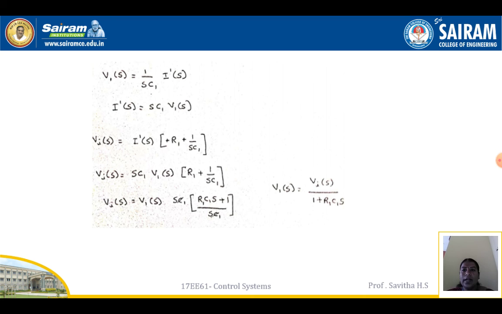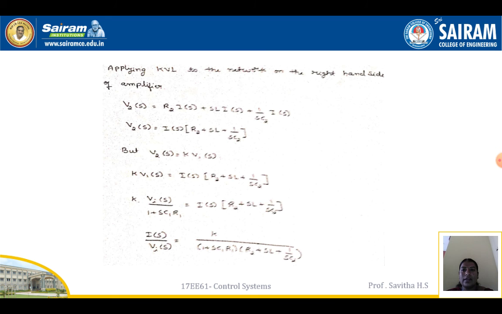Vi of S is equal to I dash of S into R1 plus 1 by SC1. Vi of S is equal to SC1 into V1 of S R1 plus 1 by SC1. Vi of S is equal to V1 of S SC1 R1 plus 1 divided by S into C1. Therefore, V1 of S is equal to Vi of S divided by 1 plus R1 C1 S. Applying the KVL to the network on the right hand side, V2 of S is equal to R2 into I of S plus SL into I of S plus 1 by SC2 into I of S. V2 of S is equal to I of S into R2 plus SL plus 1 by SC2.